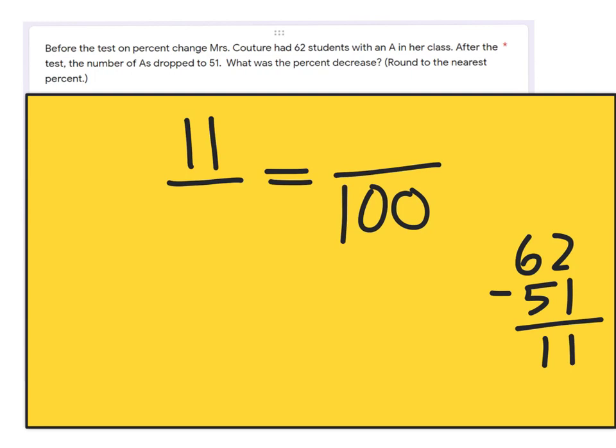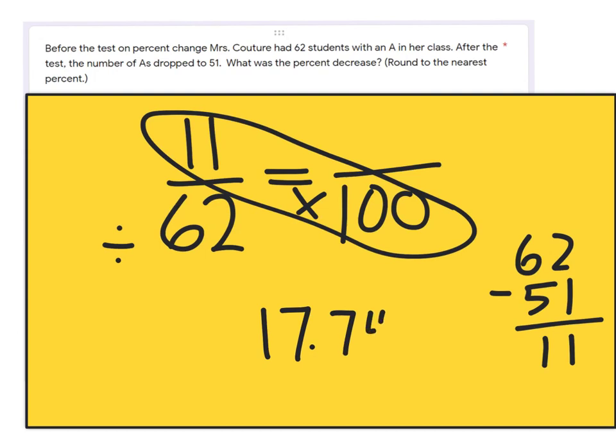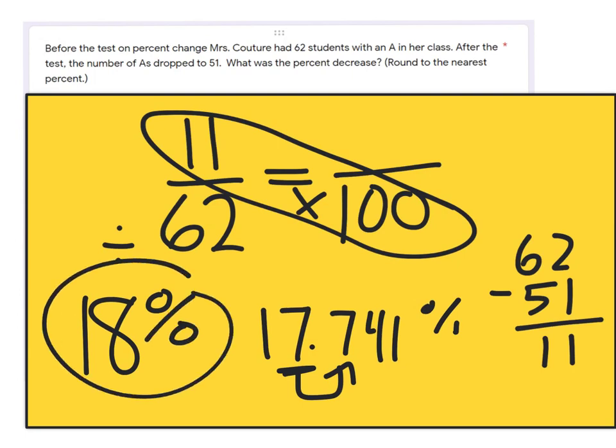And since this is a change, we want to choose the word original or the starting amount, right? So it started as a class of 62 A's. So we want to compare that 11 to 62. Remember, you multiply the diagonals and then divide by the other one, and you get 17.741, ugly decimal percent. It says to round to the nearest percent. There's the percent, so we go behind it. That 7 makes it round up, so it dropped by 18%.